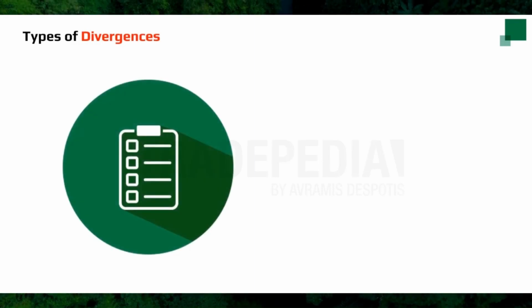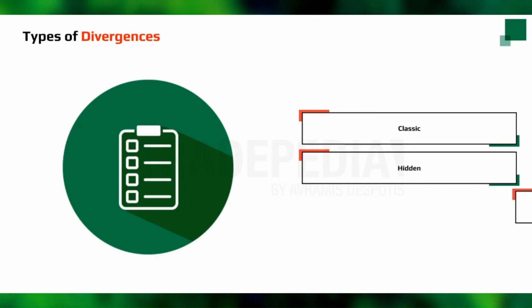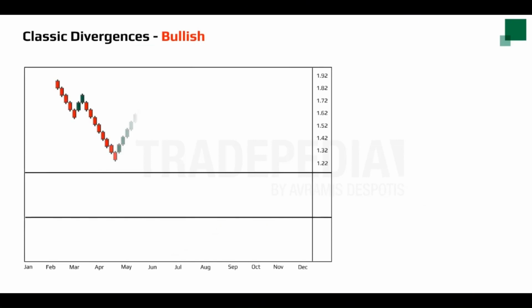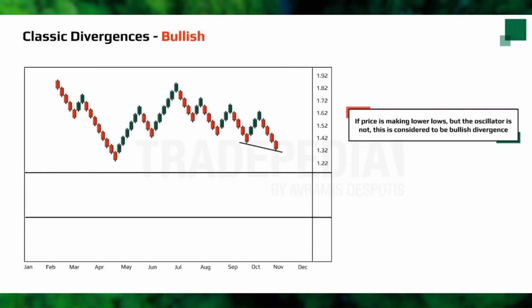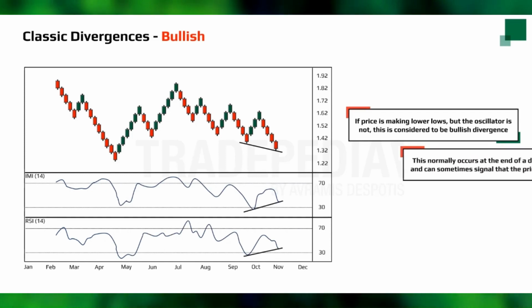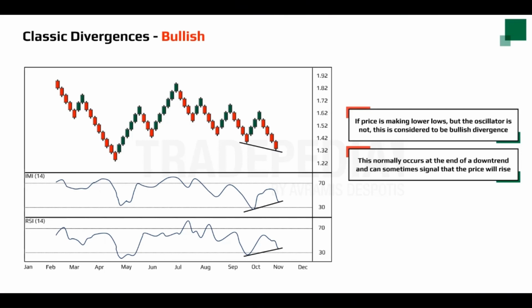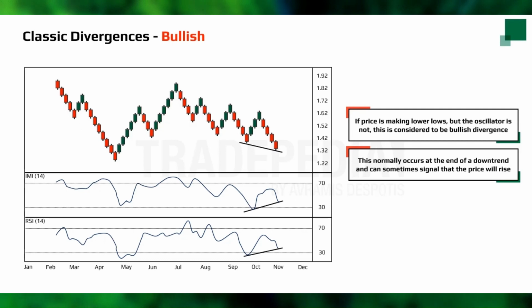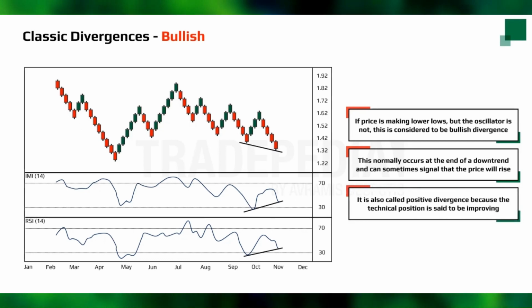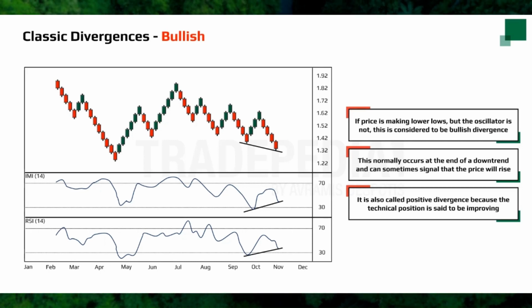There are 3 types of divergences: the classic divergence, the hidden divergence, and the complex divergence. Classic divergence. If price is making lower lows, but the oscillator is not, this is considered to be bullish divergence. This normally occurs at the end of a downtrend and can sometimes signal that the price will rise, as price and momentum are normally expected to move in line with each other. It is also called positive divergence because the technical position is said to be improving, because even though the price is declining, it is declining at a slower and slower pace.